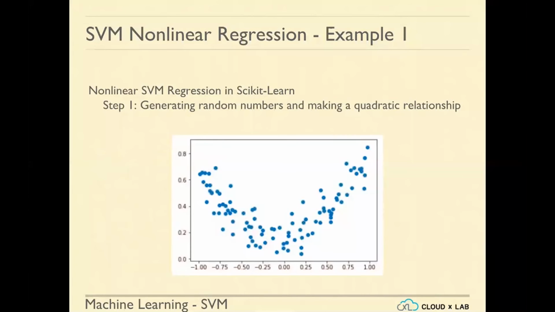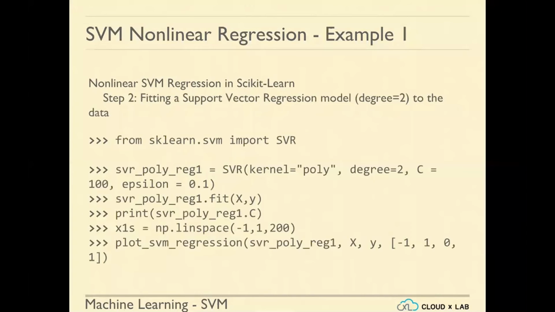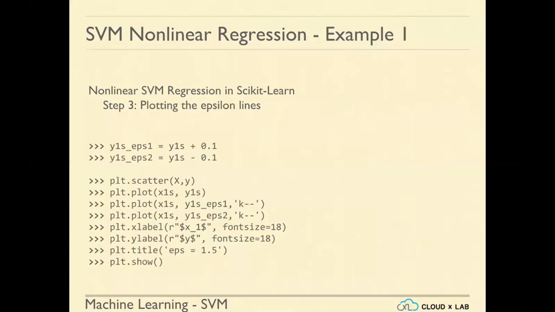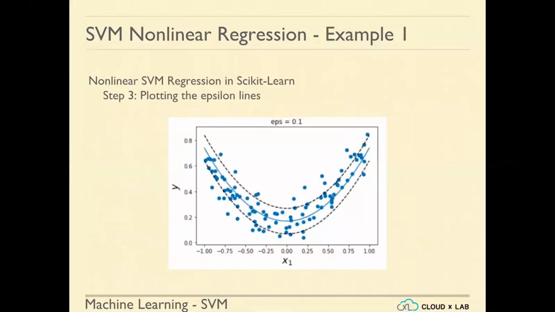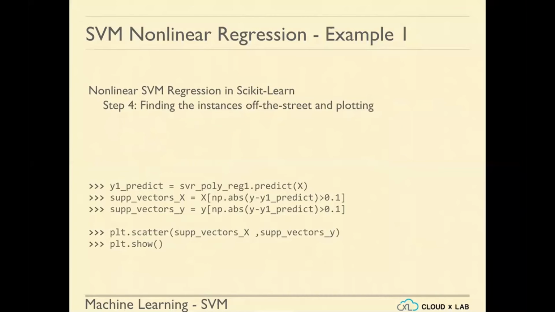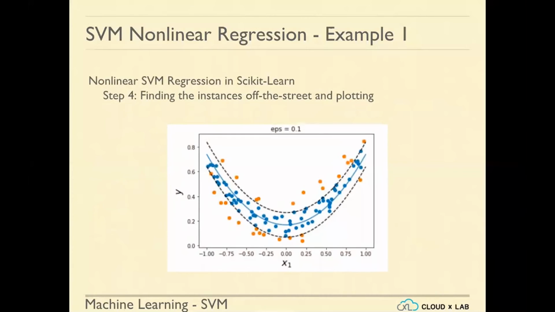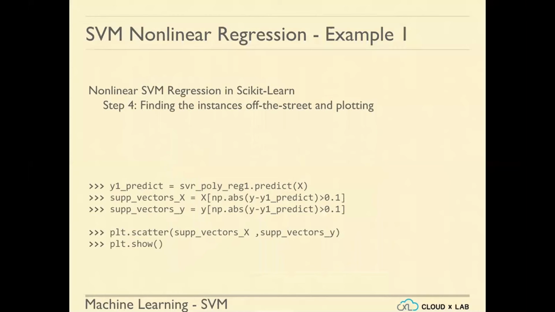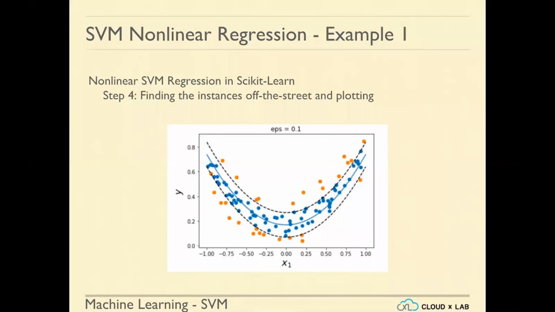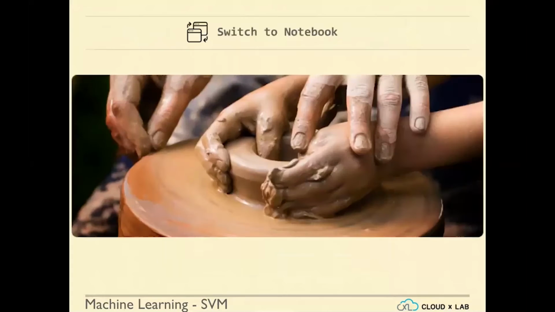We generated this kind of data, and then we are trying to fit the support vector like that, and then we are plotting the margin lines. So this is how it looks. To find the instances off the street, we go through the line and check if the predicted value is greater or lesser than the boundary value. Then we figure out what the color of the instance should be, and that's it.